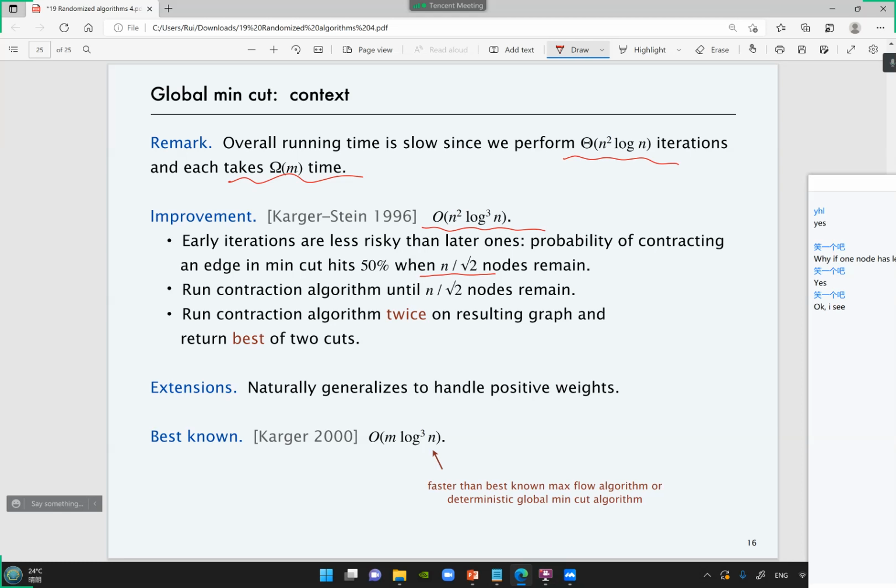Okay, and you can show that when you only run the algorithm for that number of steps, then your success probability is actually pretty high. You have at least a 50% success probability.